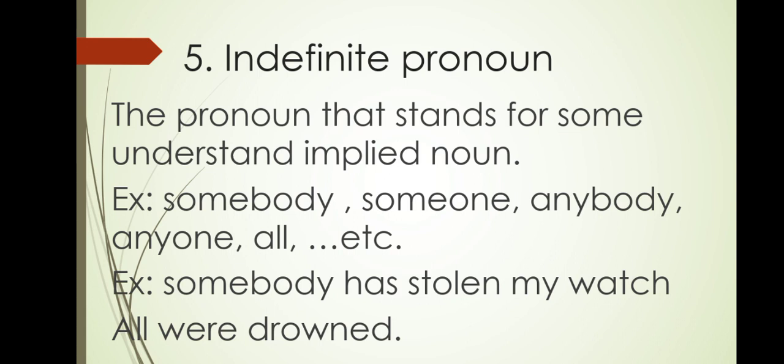Example is "Somebody has stolen my watch." Do you know who is that? So, that is indefinite. Somebody. We don't know. "Somebody has stolen my watch." "All were drowned." Who were? All. We don't know all. Those who are present there, for them, we'll call it all. These types of pronouns are called indefinite pronouns. Okay. Any doubt? If you have doubt, you can go through once again.